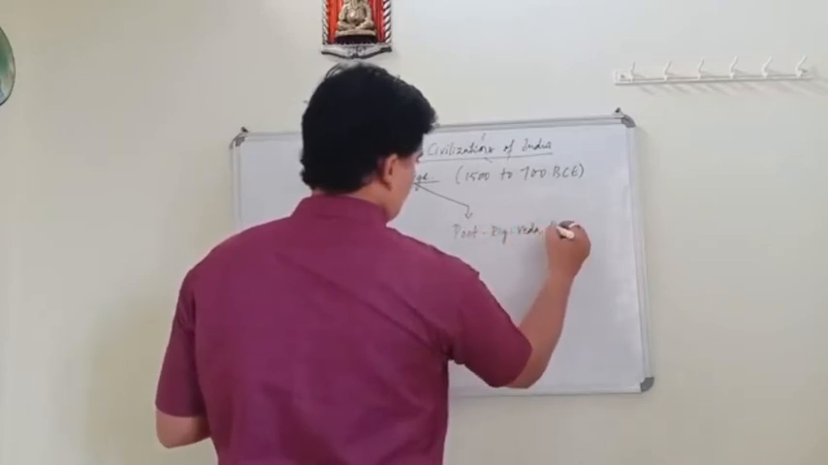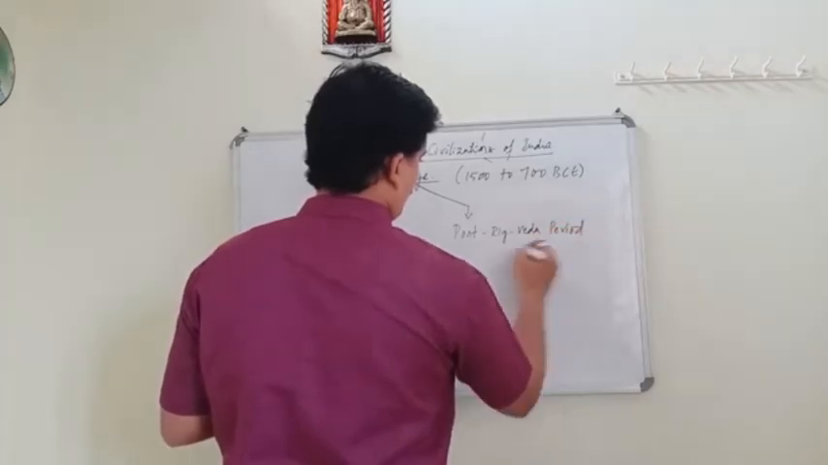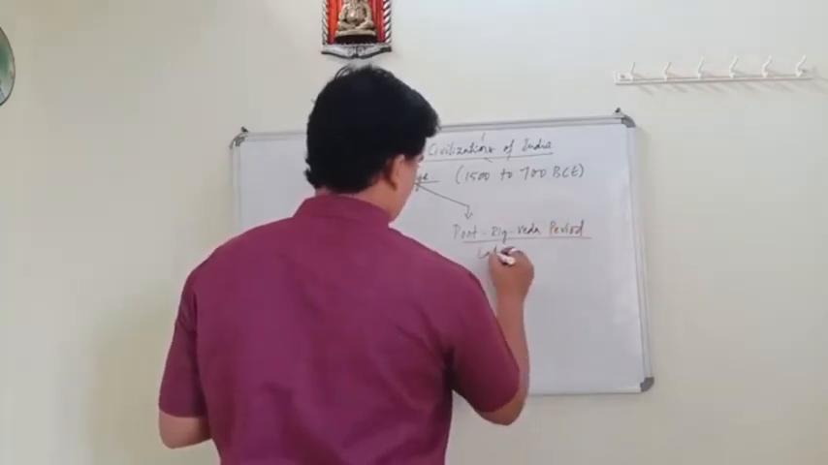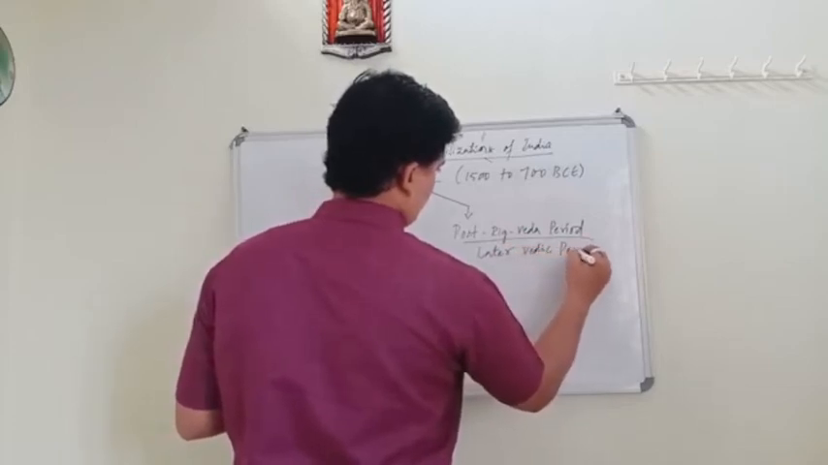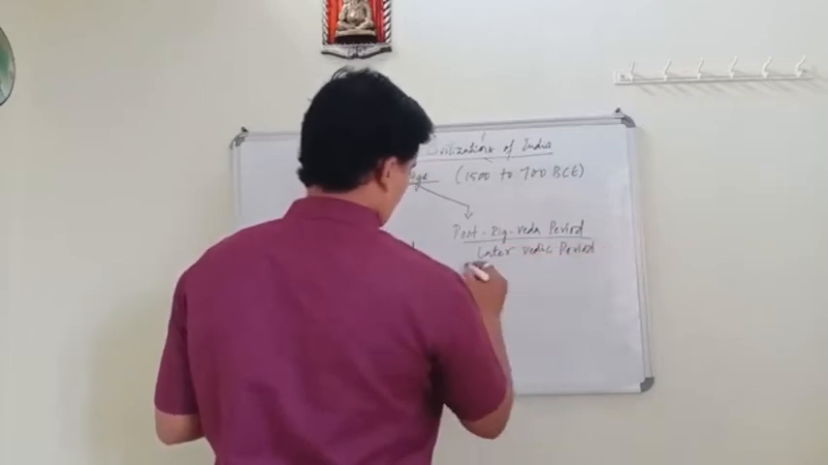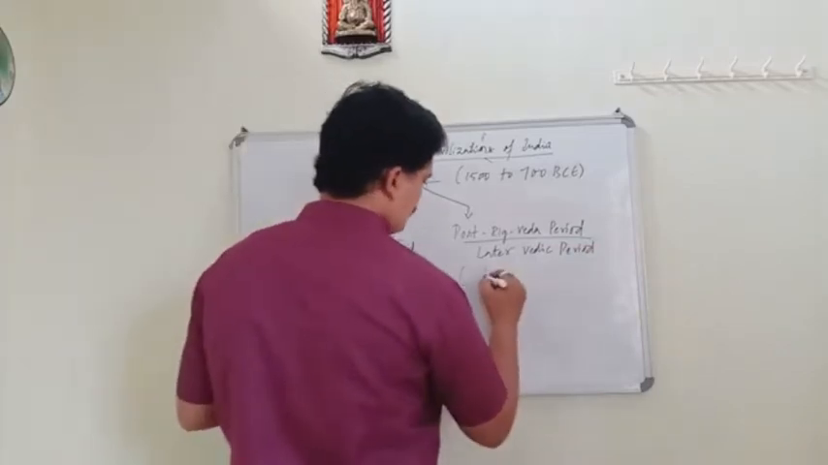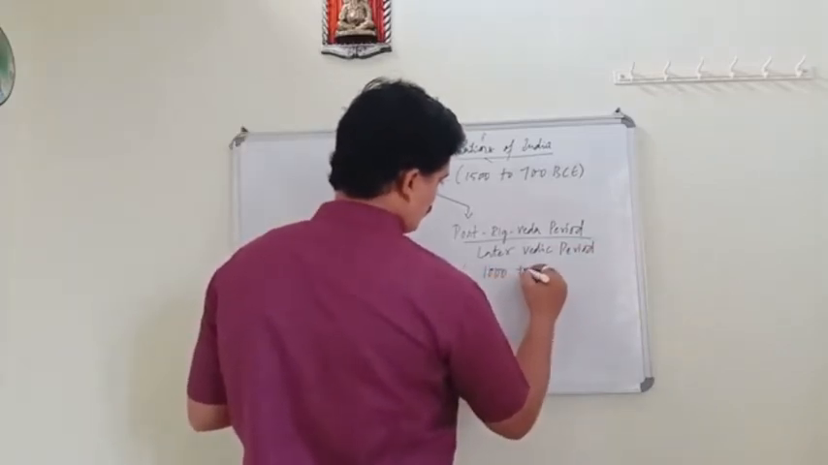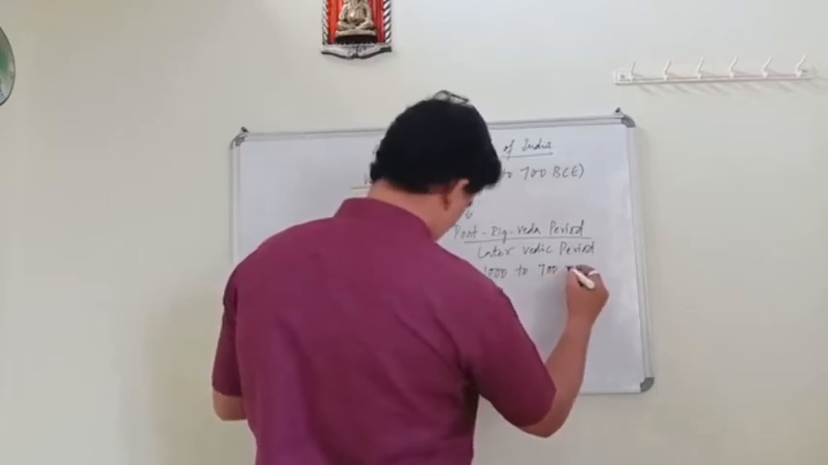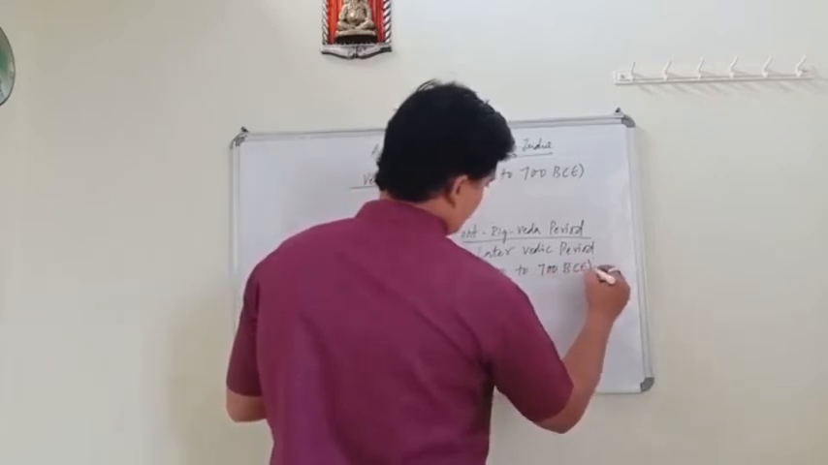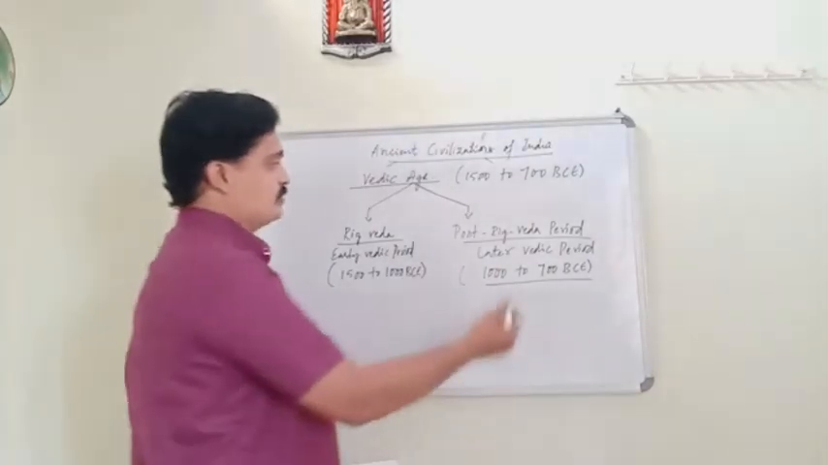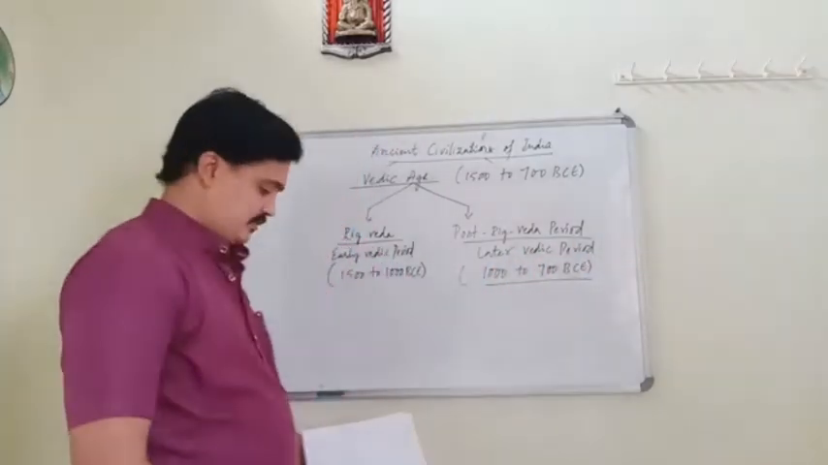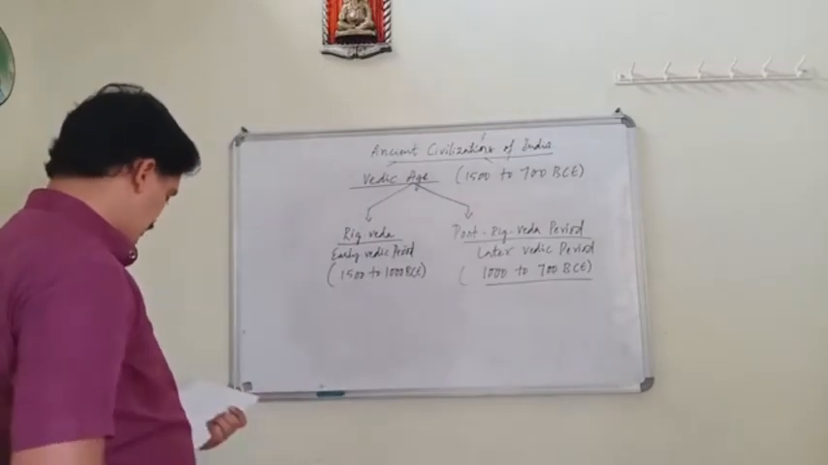Post Rigveda period, or we can call it later Vedic period. So what was the time of this one? It is nothing but 1000 to 700 BC. So this was the time or period of the post Rigveda period.